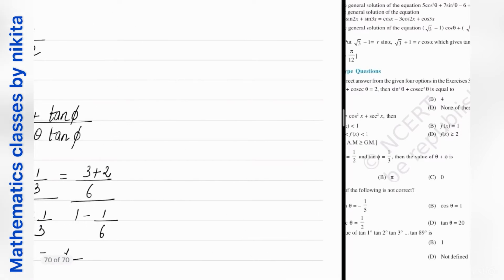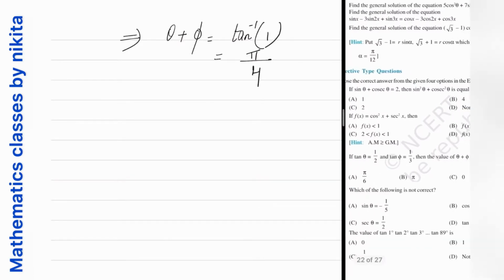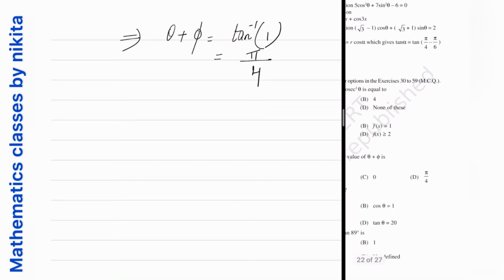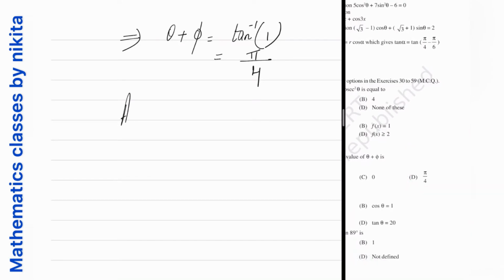So this implies that theta plus phi is equal to tan inverse 1, and tan inverse 1 is pi by 4. Okay, so in the range of values given here, I can see that pi by 4 is the correct option. So the correct option is D.